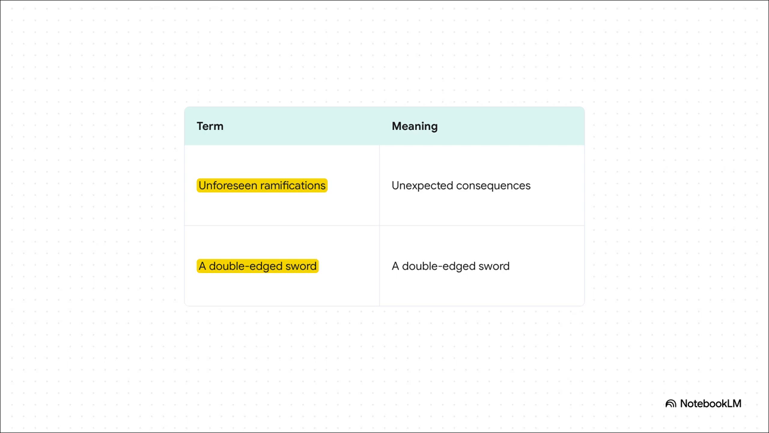A double-edged sword. 双刃剑. Use the verb pairing act as a double-edged sword. For speaking task 7, when a policy has clear pros and cons, you can say, social media can act as a double-edged sword in local politics.